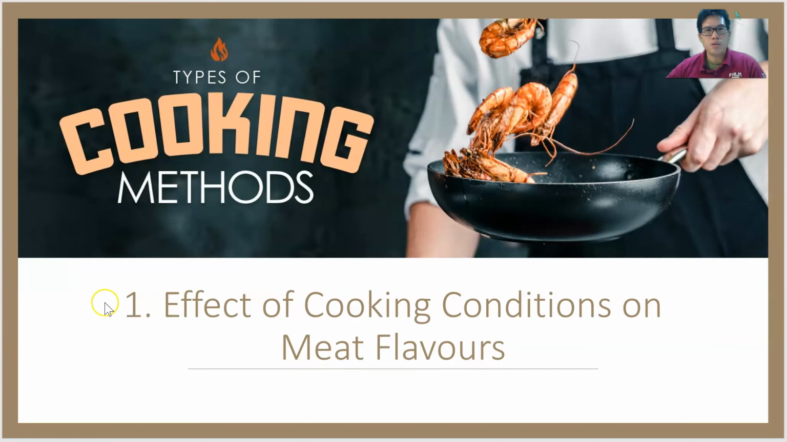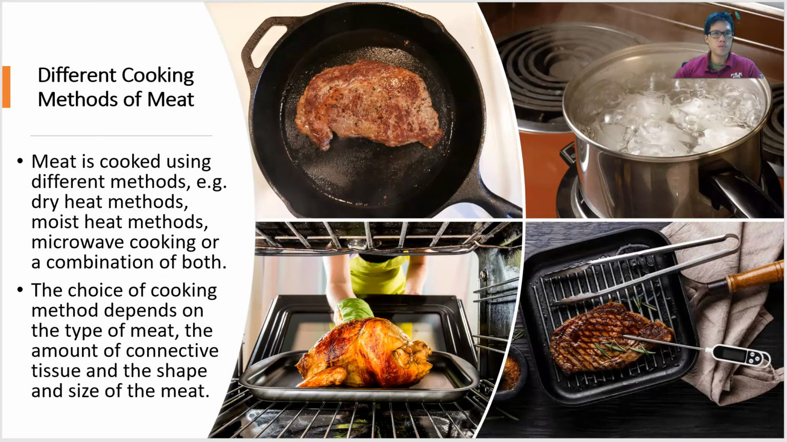Okay, let's talk about the cooking methods. We have different types of cooking methods. Meat is cooked using different methods. We have dry heat methods, for example searing, then oven roasting, grilling, and microwave ovens. All these are dry heat methods. Actually, microwave is not really dry heat. Microwave is by itself, or you have the wet, moist type of cooking methods here.